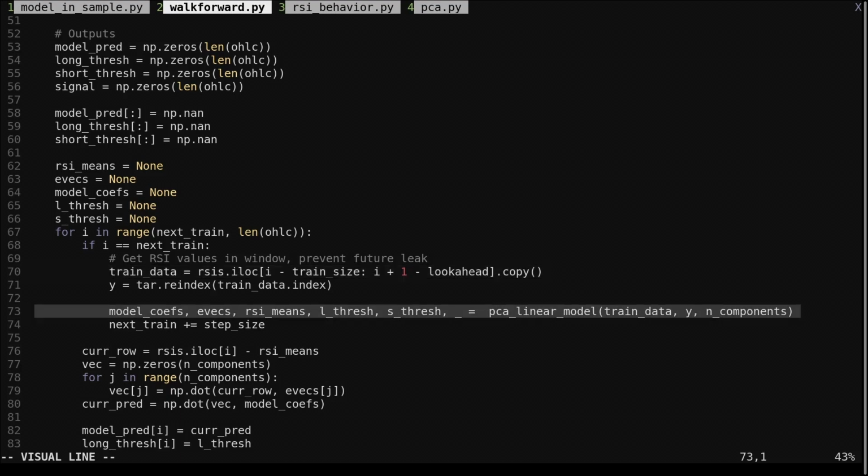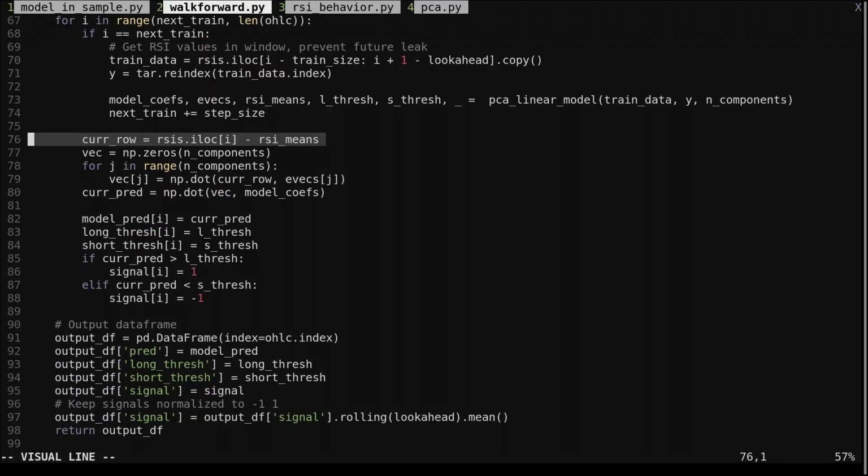We train the model with the PCA linear model, which we already went over. Then we increase the next train variable by the step size. Now we compute the model prediction for the current candle. These are the out-of-sample predictions.